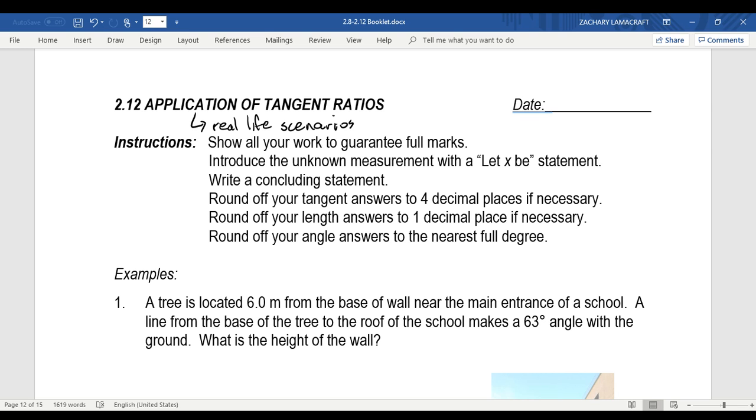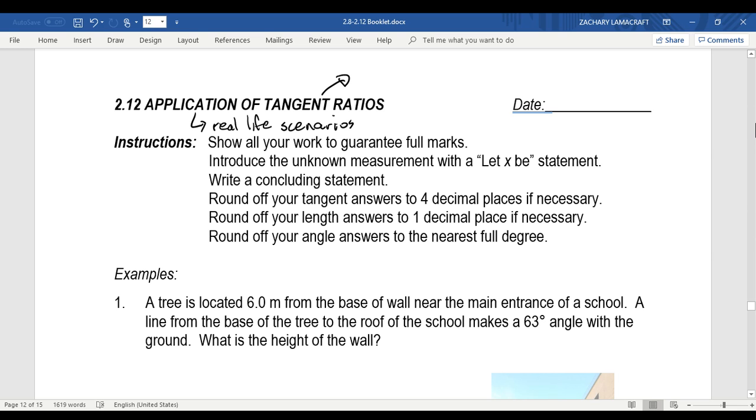So remember our let X be statements. We got to show our work, and then we got to do what at the end once we're finished? Yeah, therefore, and write something. We got to write our concluding statement, right? So whenever we see an application question, if you see on your test it says application, make sure you follow those steps, okay? That's what we're looking for during that time. And we're using tangent ratios.